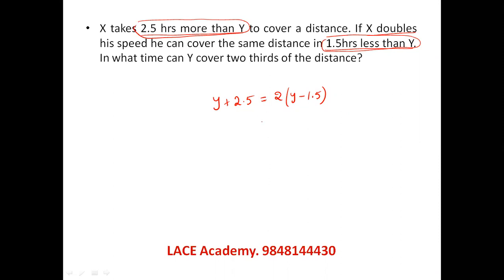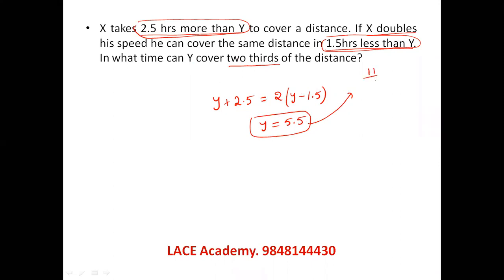So this gives me, if I rearrange, Y equal to, minus 3 goes that side, it becomes plus 3, 5.5 hours. That means Y is taking 5.5 hours to complete the total distance. He's asking in what time Y can cover 2/3 of the distance. He can cover 2/3 of the distance in 2/3 of this time. What is 2 by 3rd of 5.5? 2 by 3 into 5.5, 11 by 3 hours. Nothing else is there. Very near to 4 hours. Right? Now let's see what is the next question.